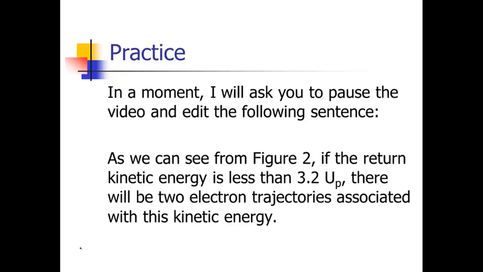Okay, one last example here. It says, as we can see from figure 2, if the return kinetic energy is less than 3.2 UP, there will be 2 electron trajectories associated with this kinetic energy. So go ahead and pause the video and edit that on your own, and then we'll talk about it afterwards.